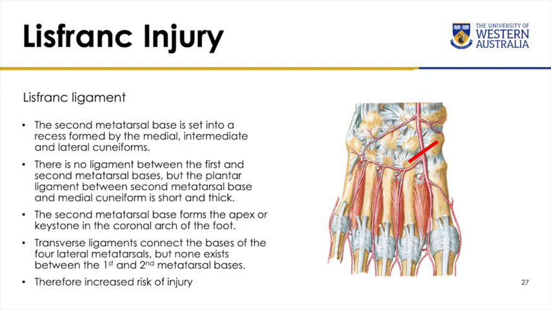It is of crucial importance as the 2nd metatarsal base is the keystone of the coronal arch of the foot. The 2nd metatarsal base is set into a recess formed by the medial, intermediate and lateral cuneiforms. Transverse ligaments connect the bases of the 4 lateral metatarsals, but none exists between the 1st and 2nd metatarsals. Therefore, the Lisfranc ligament is of heightened importance and of increased risk of injury.